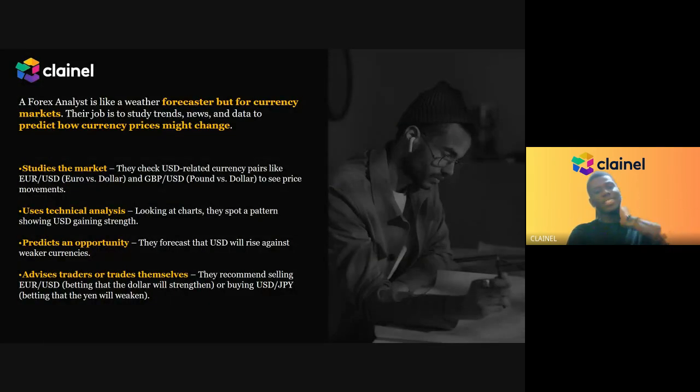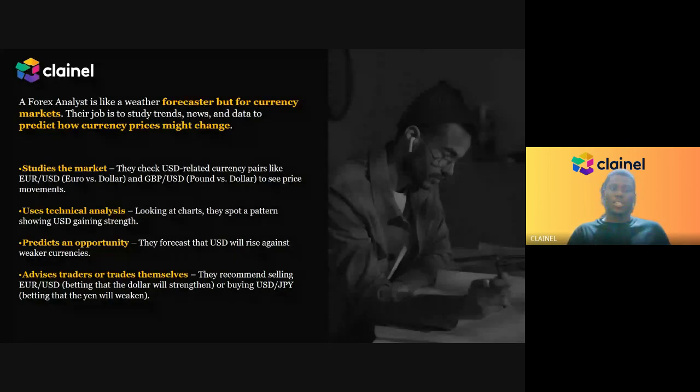So a forex analyst is like a weather forecaster, but for currency markets. We know how weather forecasters tell us if rain is going to fall in a particular region, or if sun is going to shine in a particular region. They use skill sets and particular tools to know what's going to happen. That's what a forex analyst also does. A forex analyst uses different skills, different methods, different tools to know what the forex market is going to do, if it is going to move up, or if it is going to move down.